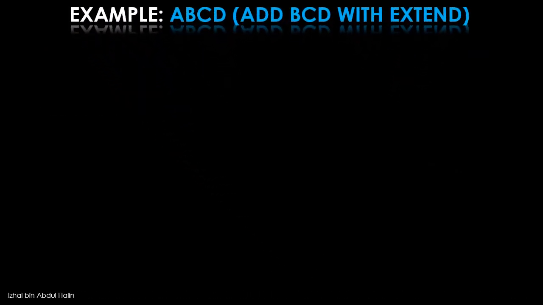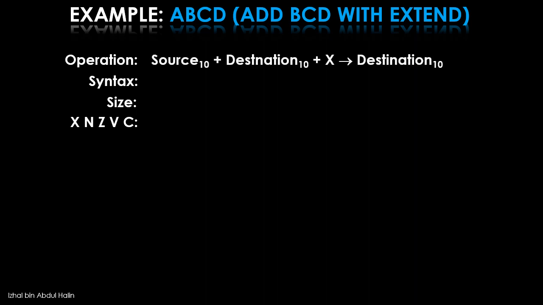We are going to have a look at the ABCD instruction. It is short for add binary coded decimal with extend. Let's look at the operation, syntax, operand size, and its effects on the condition code register's flags. The operation is to add the source operand, destination operand, and the extend flag together. The results are stored in the destination operand.